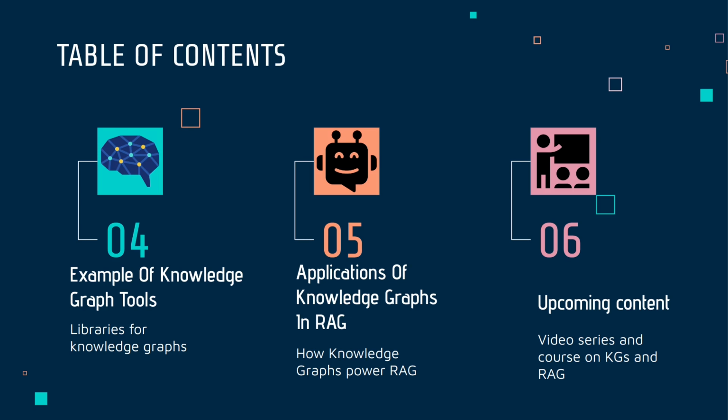Just stay tuned. We'll also look at examples of knowledge graph tools, like different libraries that are used to build knowledge graphs. And then on number 5, we'll look at the applications of knowledge graphs in RAG systems. RAG stands for Retrieval-Augmented Generation, which is just a form of knowledge base for AI models. So for example, let's say we have an LLM. You can connect it with a knowledge base and use a RAG architecture to retrieve information, and you can see how a knowledge graph can be used in building such systems.